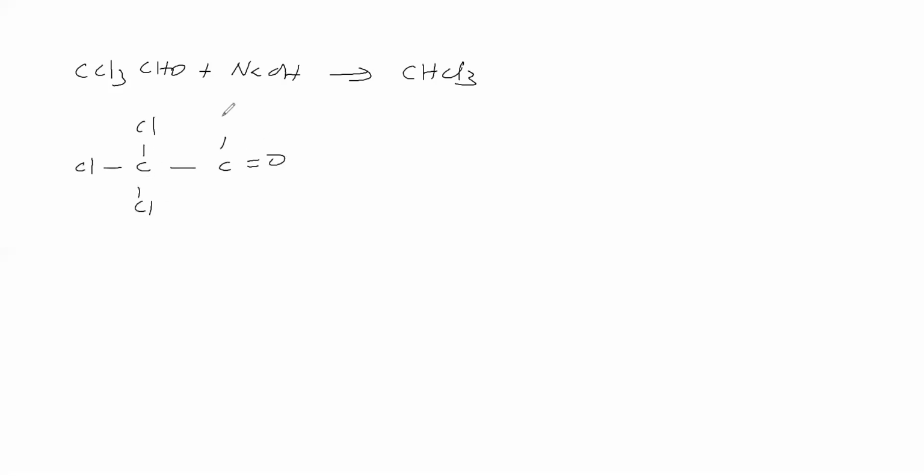Now we will take chloral, CCl3CHO. To this we will add sodium hydroxide. What we get is chloroform. For preparing chloroform, we are taking chloral. This chloral we will write like this. Sodium hydroxide is there. So how do we give the reaction here?